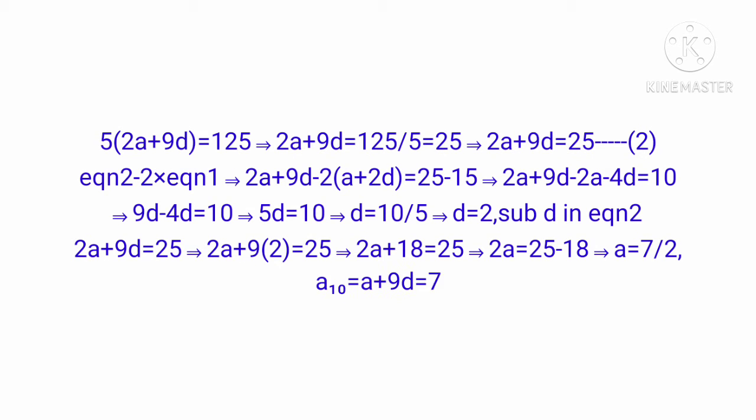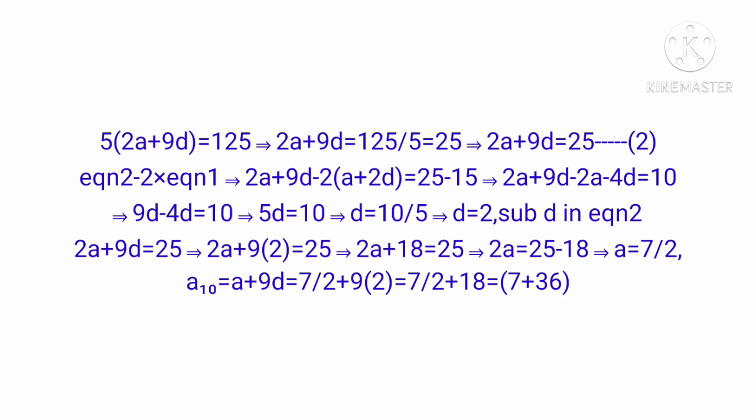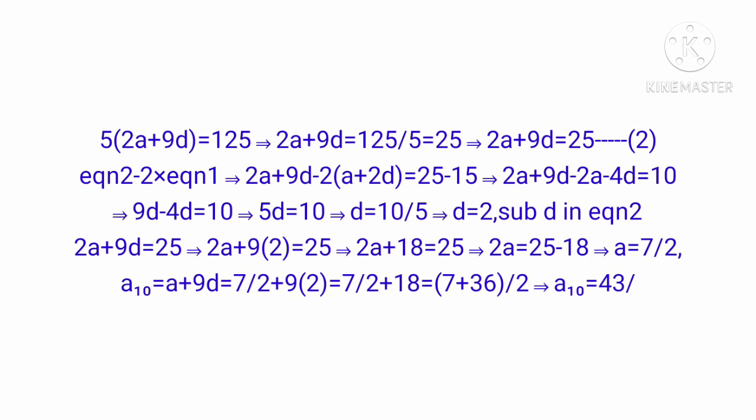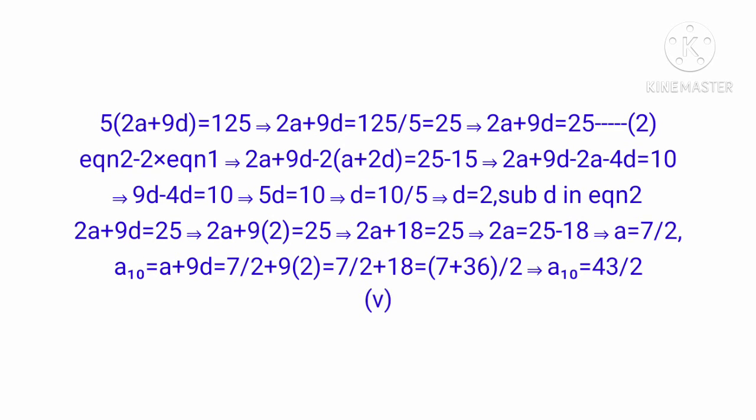Then a10 is equal to a plus 9d is equal to 7 by 2 plus 9 into 2 is equal to 7 by 2 plus 18, that is equal to 7 plus 36 by 2 implies a10 is equal to 43 by 2. That is your answer. Next, fifth question students, it is given a is 2 and d is 8, Sn is equal to 90.